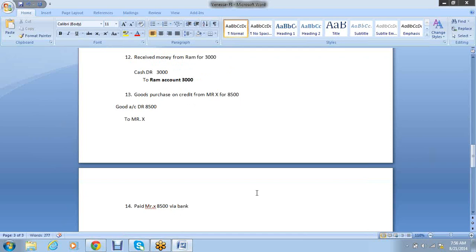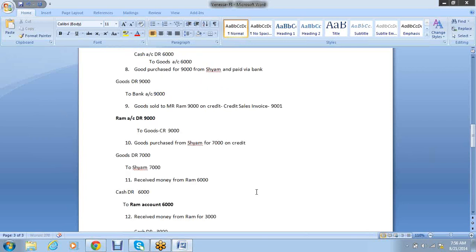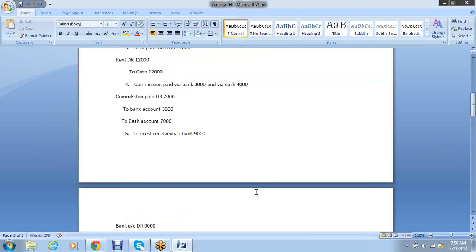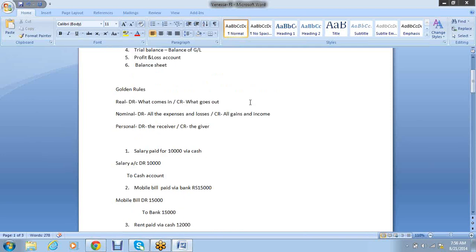So what will that be? Mr. X given. What is going out? Cash is going out via bank. So bank is the credit, and here is a debit. Is bank a nominal account or a real account? Bank will be a real account.